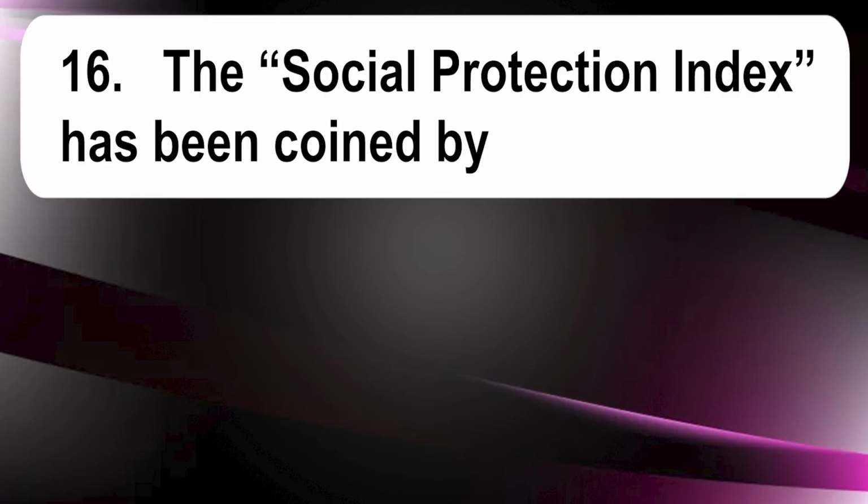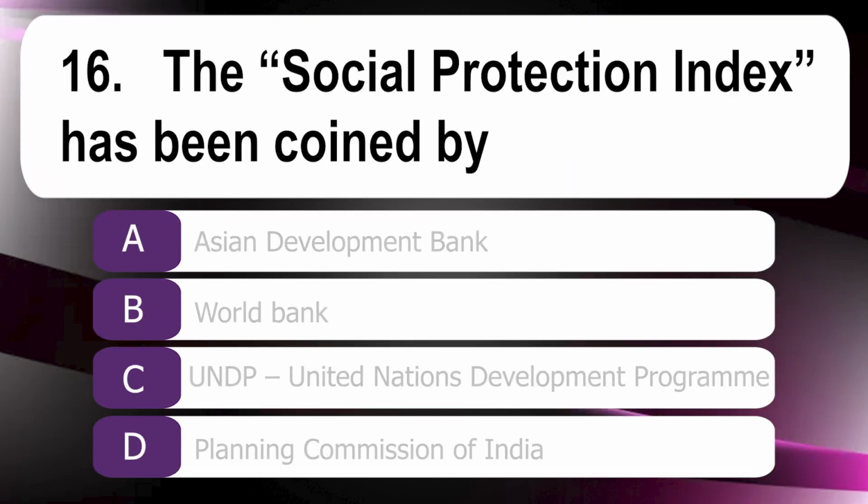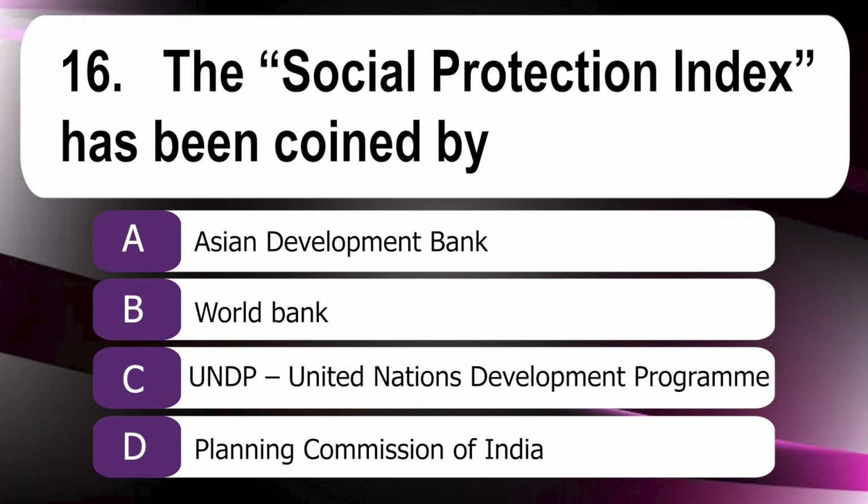16th question. The Social Protection Index has been coined by A. Asian Development Bank, B. World Bank, C. UNDP, United Nations Development Programme, D. Planning Commission of India. The correct answer is A. Asian Development Bank.